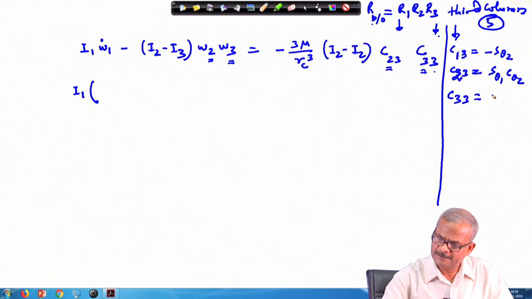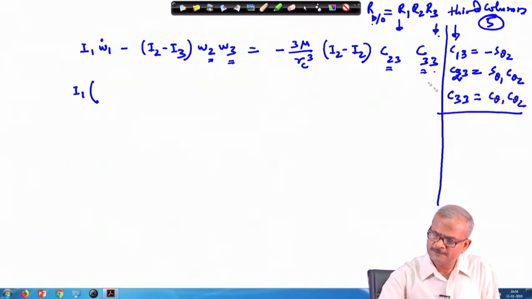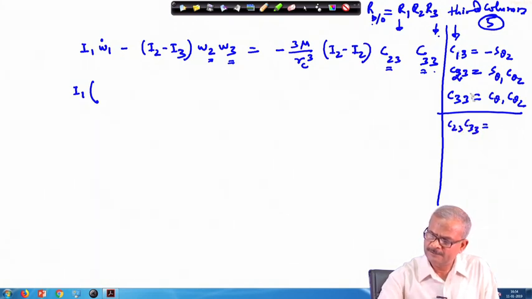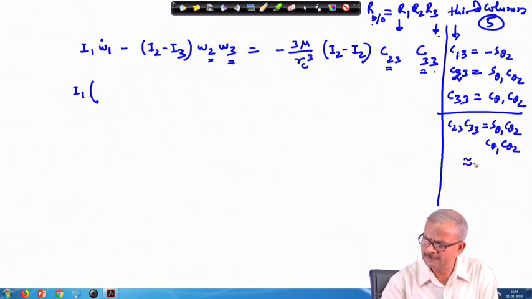And the last term is C theta 1 times C theta 2. So, if we do this, C 2 3 times C 3 3 will be equal to multiplying these two terms, S theta 1 C theta 2 times C theta 1 C theta 2, and then do the approximation. So, S theta 1 will be equal to theta 1, and C theta 2 will be equal to 1, C theta 2 here 1, and C theta 1 this also equal to 1. So, this becomes equal to 1.